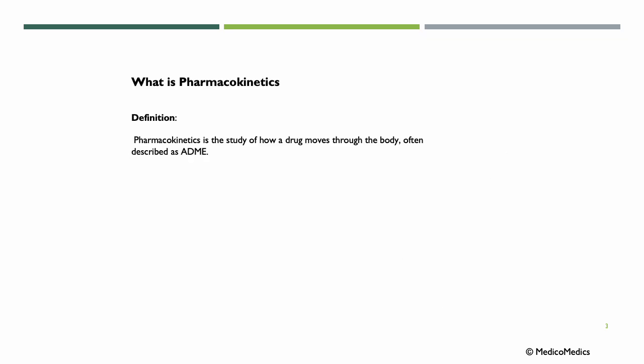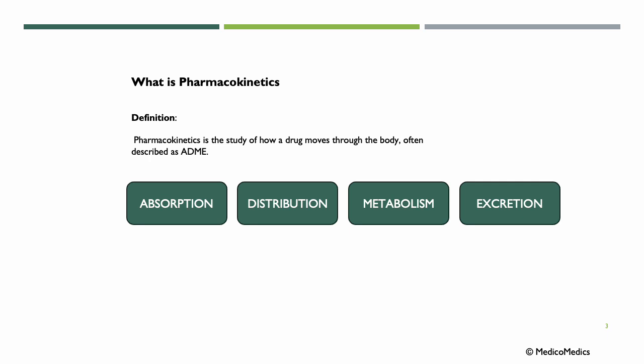So pharmacokinetics is the study of how a drug moves through the body, often described as ADME. And the diagram here summarizes the four key phases of pharmacokinetics, known as ADME. So we have absorption, distribution, metabolism, and excretion. Together, these processes describe how a drug moves through the body from the moment it enters to the point it's eliminated. And understanding ADME is essential for predicting drug onset, intensity, duration, and safety in clinical use.